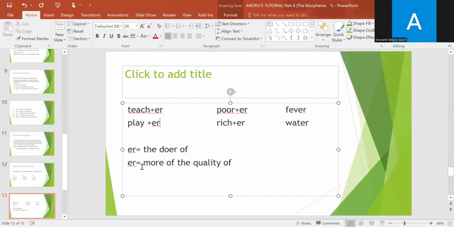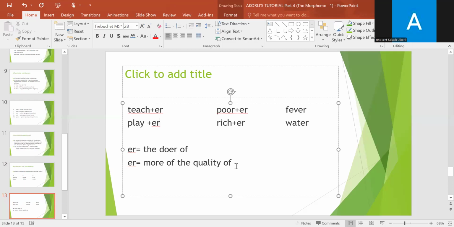ER in this context means more of the quality of. So when somebody says this room is dark, if you go to a particular place and the room is darker, or this picture is bright, you're going to get another picture which is brighter, more of the quality of. So in this case, the quality of brightness, one thing has it more than the other. So, more of the quality of.